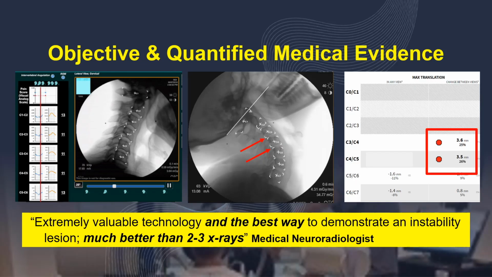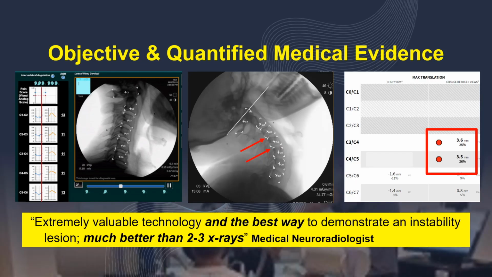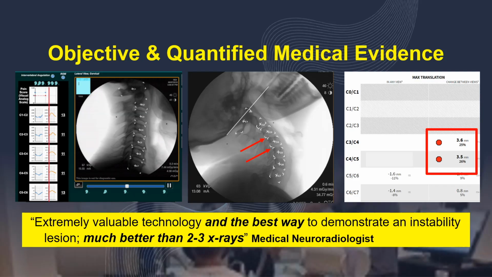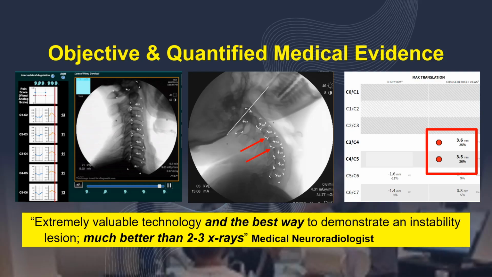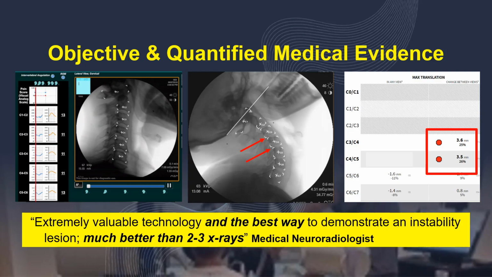Here's an example. On the left, you can see a video. In the middle, you see the patient with the markups, and this is a significant injury that would otherwise be missed. On the right are this patient's results, 3.5 and 3.6 at those particular cervical levels.